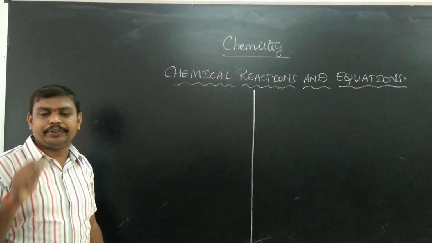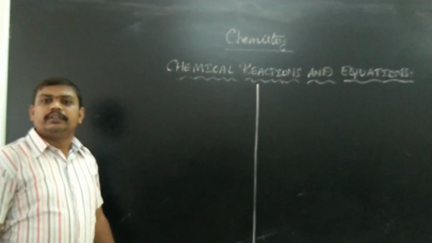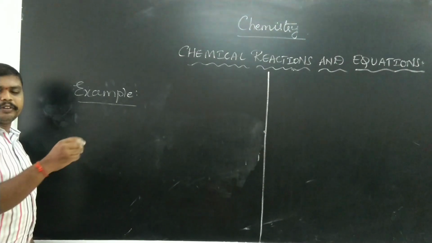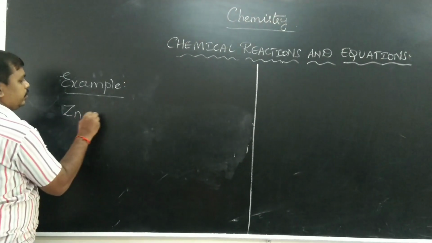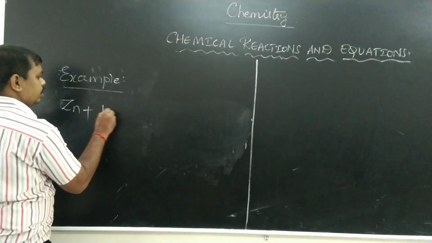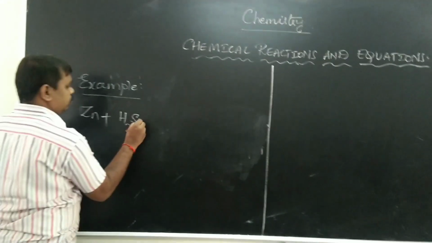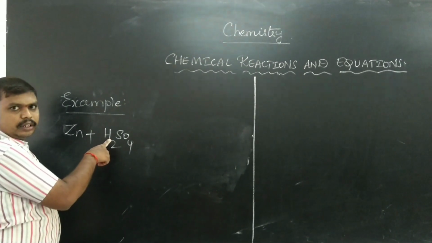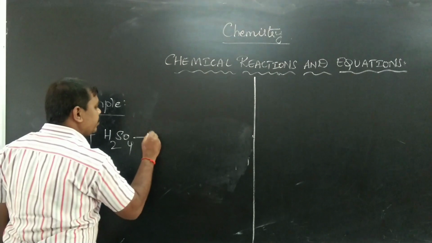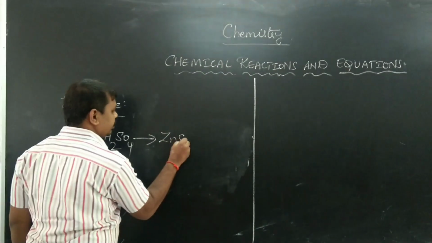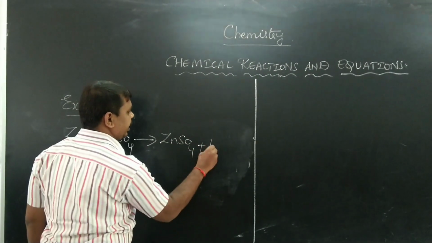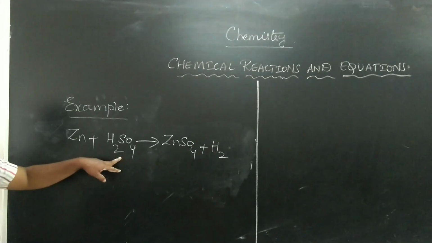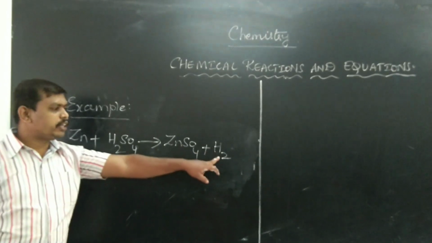Okay students, I am going to explain this with the help of an example. The example I am going to give is zinc plus H2SO4. What is this? Sulfuric acid, H2SO4, will give rise to zinc sulfate plus hydrogen. Zinc plus sulfuric acid will give rise to zinc sulfate plus H2.